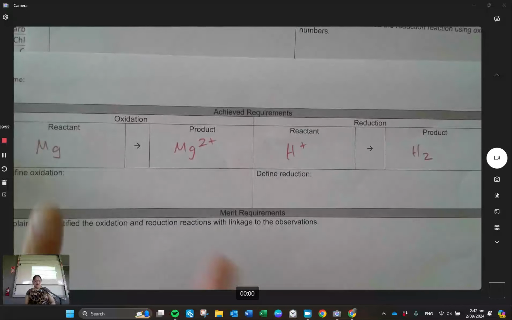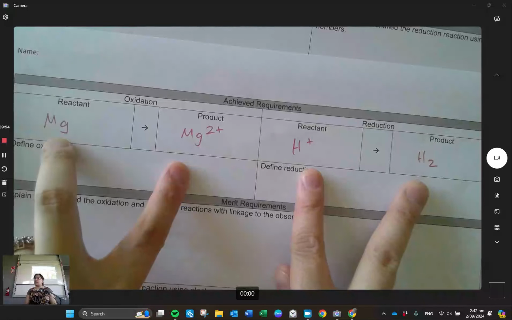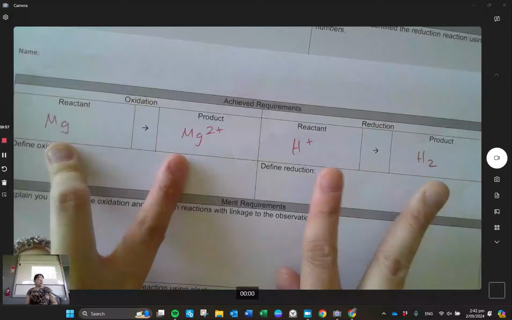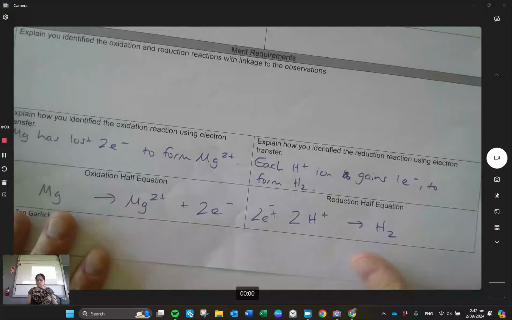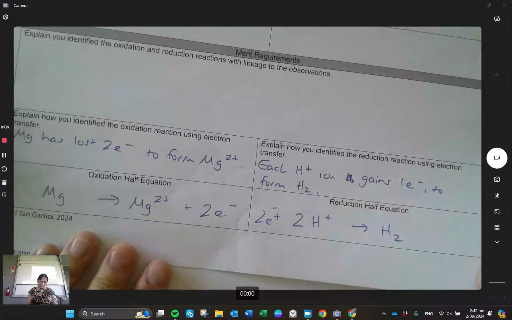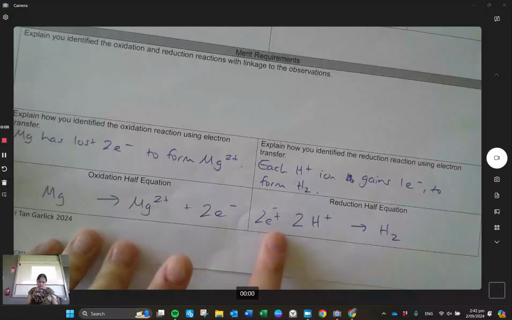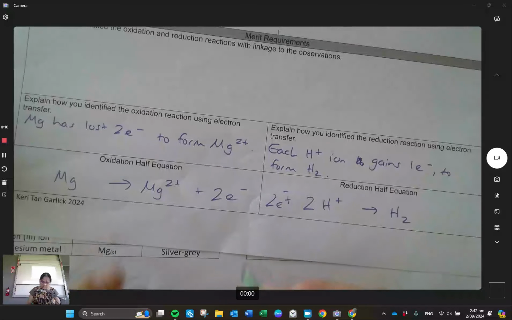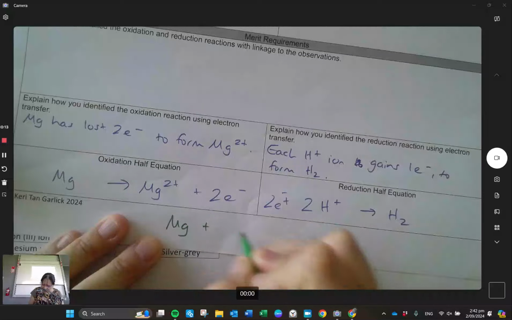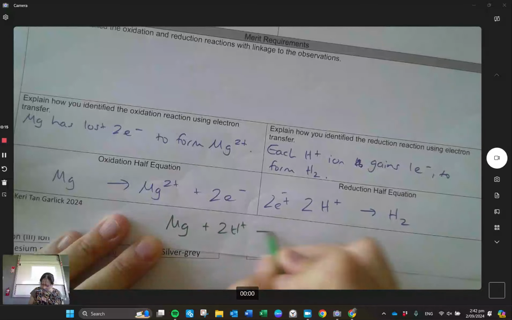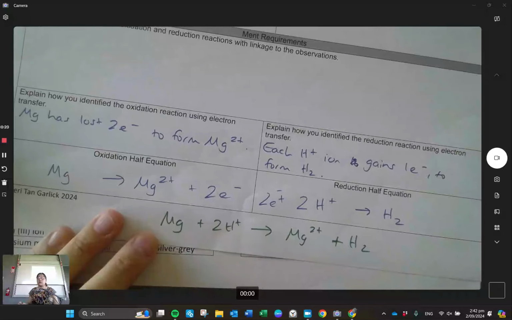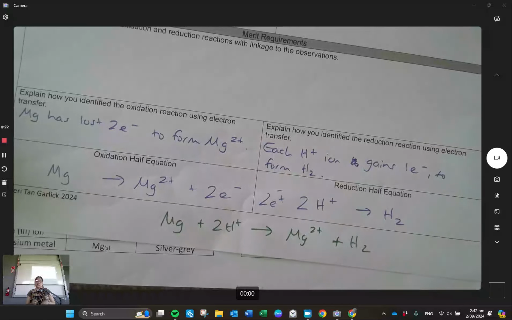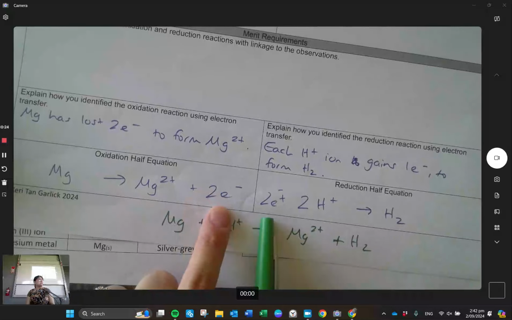So you guys remember how we added magnesium into sulfuric acid? We ignored the sulfate when we're doing the half equations, and when we put it together, we also ignore it. So in this one, your full equation, which I don't think I ever wrote down for you guys, is 2 and 2, it's already balanced. So it would be Mg plus 2H+ ions forming Mg2+ plus H2. It's already set to balance because these two cancel out.